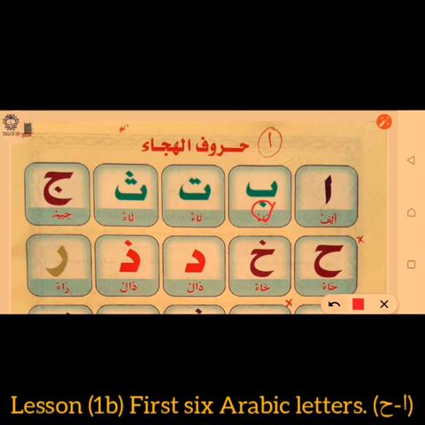And we should not forget the pronunciation. It is Ba, Ta, Tha. Then the next one is Jim. That's number 5, the 5th letter of the Arabic letters. We have Jim.